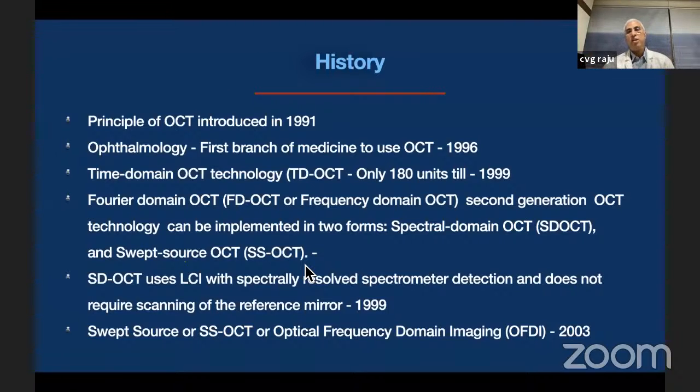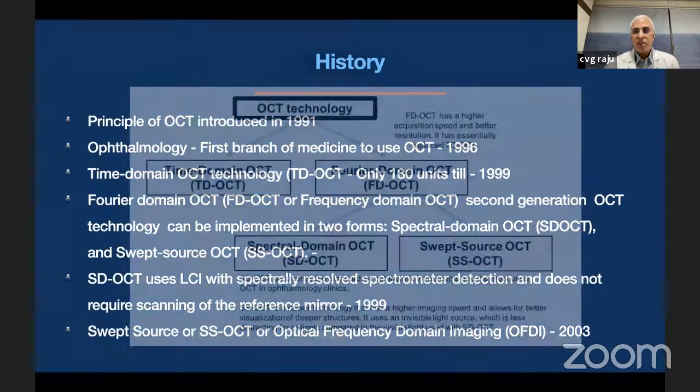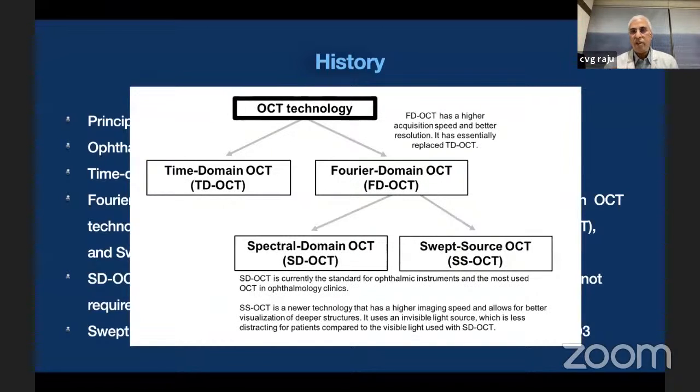So the recent advancement in OCT, the recent technology, is the swept source OCT. SD OCT uses the LCA with the spectrally resolved spectrometer and requires scanning of the reference mirror, whereas swept source OCT, or SSOCT, is popularly called the optical frequency domain imaging technology. So this is the overall OCT evolution from the time domain to Fourier domain, and from the SD OCT to the SSOCT.